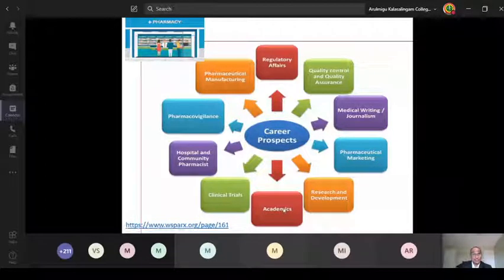Typically you can join academics, which is the first one, where one can join the teaching profession. R&D is one of the thrust areas at all levels, whether drug substance or API or drug product, generic industry, innovative industry. Then next comes the pharmaceutical marketing field, medical writing and journalism. Nowadays, companies like IQVIA and Quintiles are recruiting a lot of people to promote clinical documentation, medical transcription and all medical writing, where you have work-from-home options.